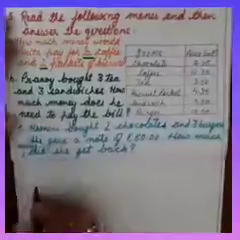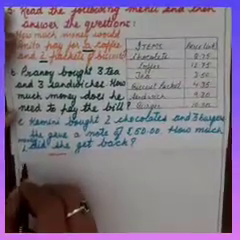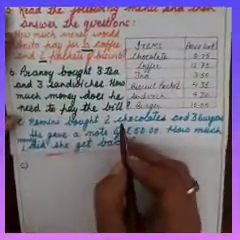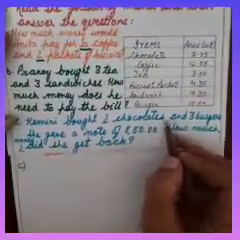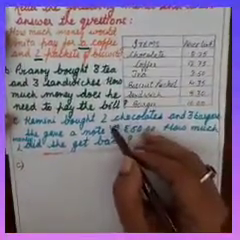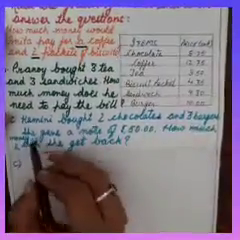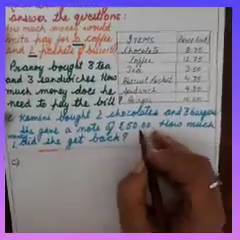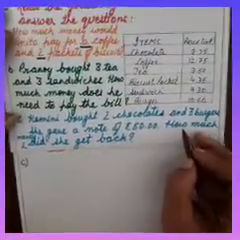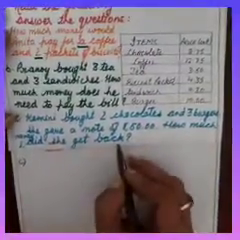Right, children? Now let us do question number C. Here Kamini bought 2 chocolates and 3 burgers. So she has bought 2 different items. One is chocolate and one is burger. She has bought 2 chocolates and 3 burgers. She gave a note of rupees 50. So for making the payment, she gave 50 rupees to the shopkeeper. Now how much money did she get back?